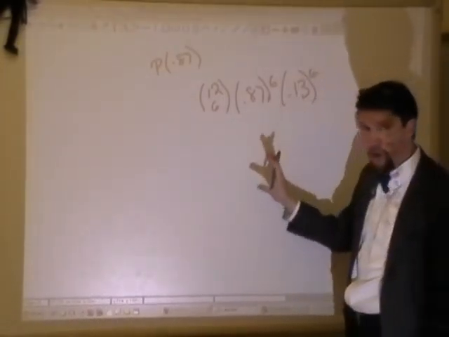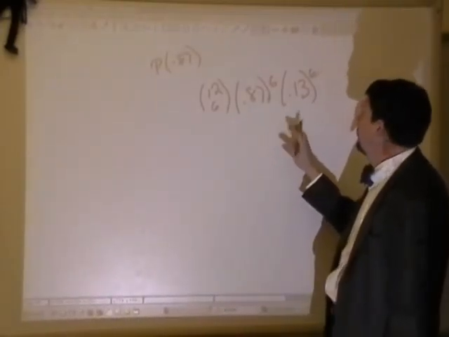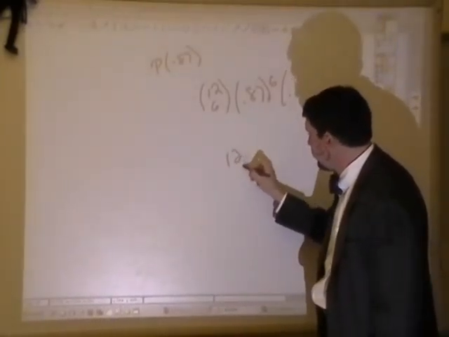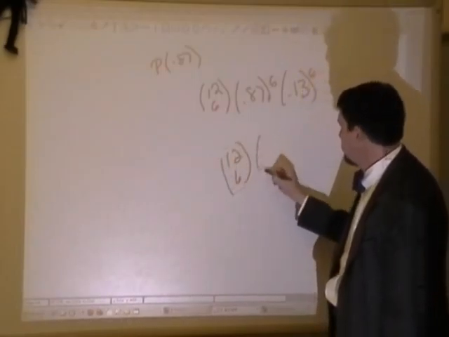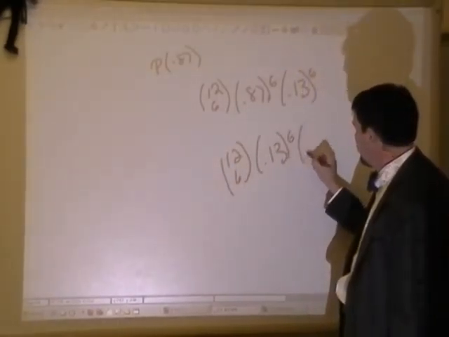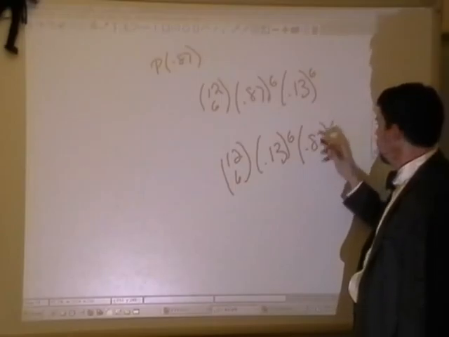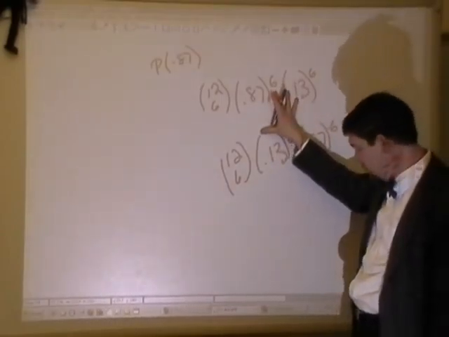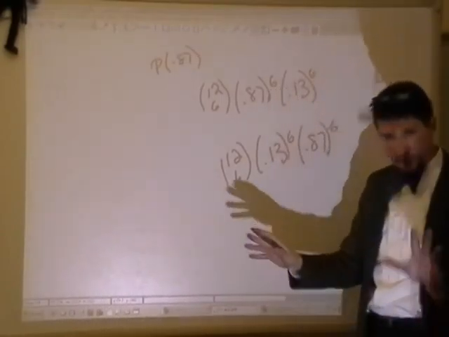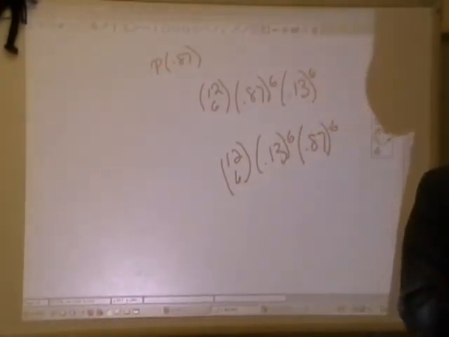So I do this. But notice this is what's really interesting. If I do this as being 6 left-handers, it would be 12 choose 6, 0.13 to the 6th. Failure would be 0.87 to the 6th. I'm going to get the same value. You can do that. Binomial PDF for 6.